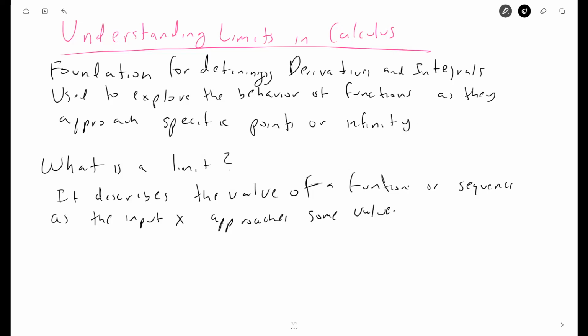In more formal terms, if we say that the limit of f of x as x approaches c is L, we write this as follows. So we can write it as the limit as x approaches some value c of f of x is equal to L. This means that as x gets arbitrarily close to c, f of x gets arbitrarily close to L.